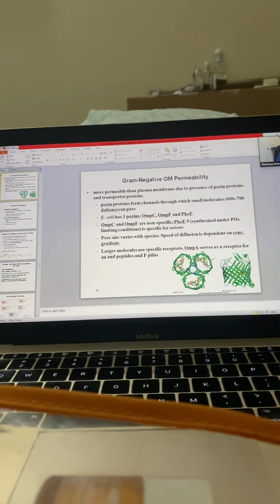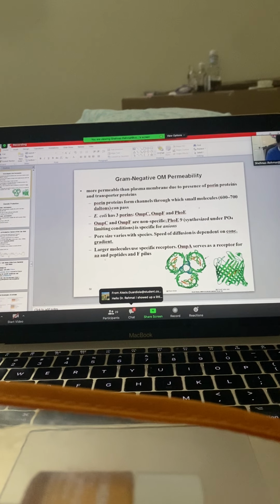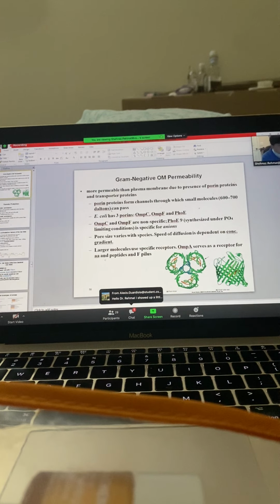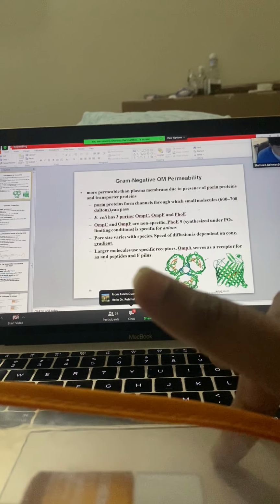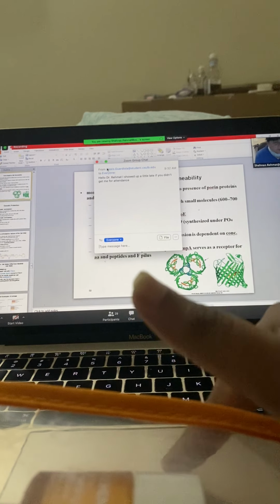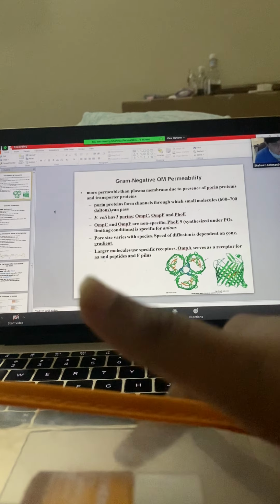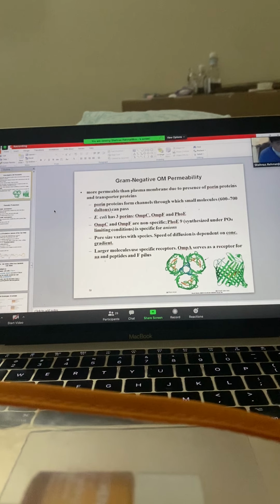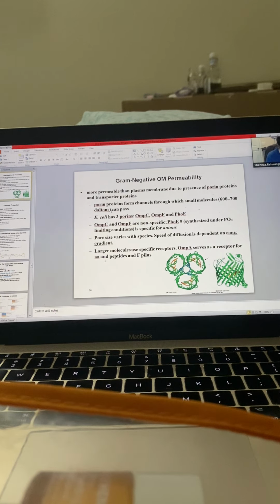Halfway through, we've looked at the cell wall, and now we're discussing the outer membrane of the gram-negative cell wall, right? So gram-negatives have an outer membrane, which is again a phospholipid, but it is quite different from the phospholipid that is found as your cytoplasmic membrane.